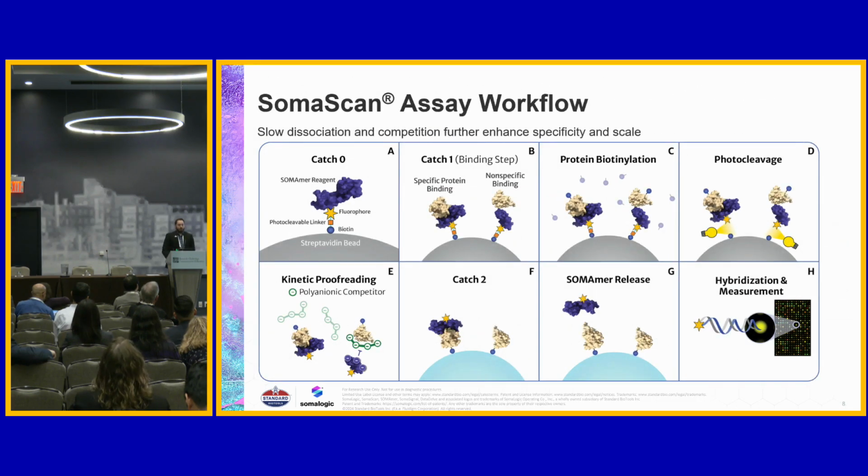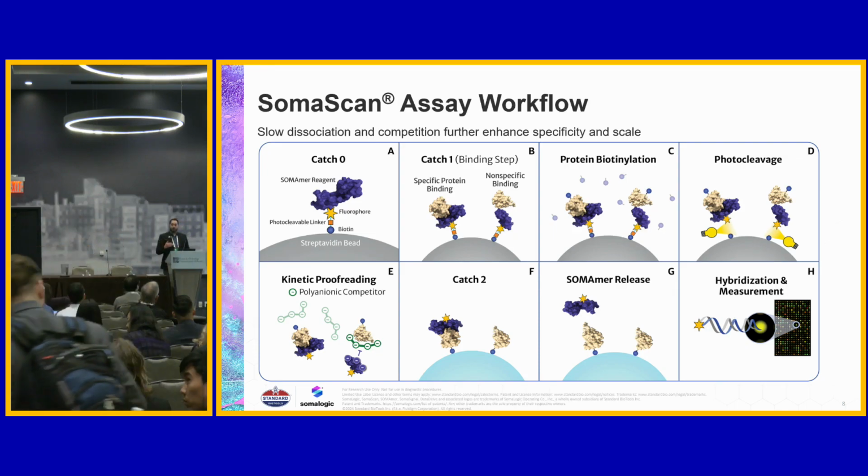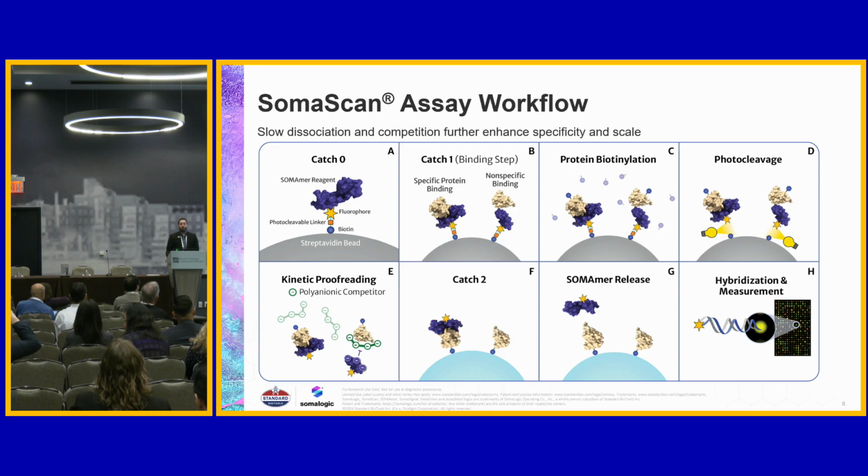So the SomaScan assay itself is relatively simple once you break it down. We start off by immobilizing our SomaMer reagents, the entire 7 or 11,000 menu, onto magnetic beads. We call this catch 0. Then we take the sample, and in the 3 dilution bins I mentioned earlier, we allow them to bind to the SomaMer reagents. Through this, we end up with some specific binding and some non-specific binding.